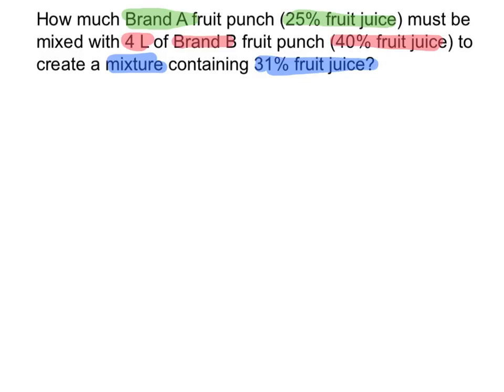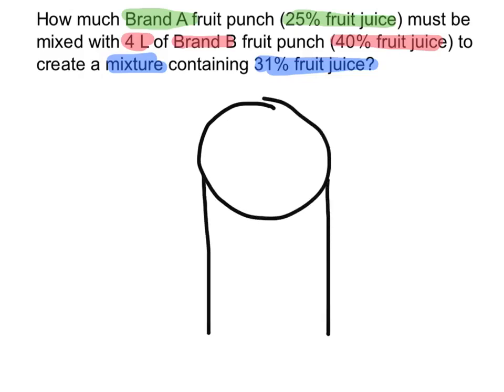To solve these types of problems, I like to draw a picture as it's easier to look at. So right here we have our container which holds our mixture. What we know from looking at the problem is that our mixture contains 31% fruit juice, which can also be written as 0.31 as we learned in previous videos.